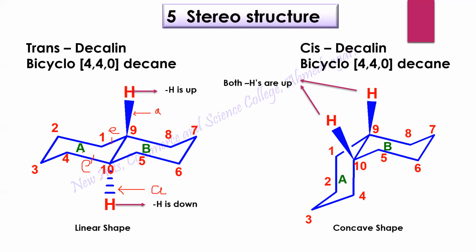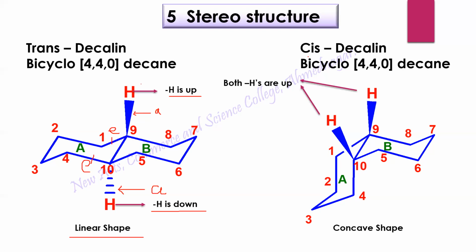So that is ring A. And then you complete the numbering, that is 1, 2, 3, 4, and you label the fused carbon at the end. So in the trans-decalin system, one hydrogen is up, while the other hydrogen is down. The shape of this system is linear, that is, trans-decalin has a linear shape.